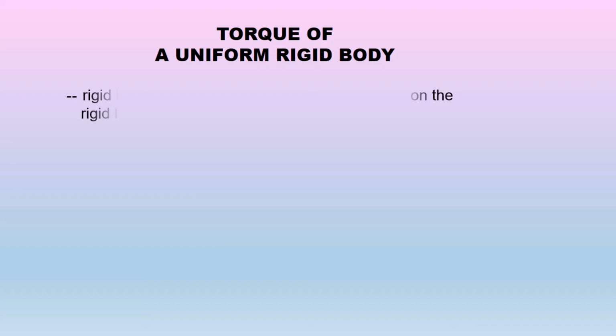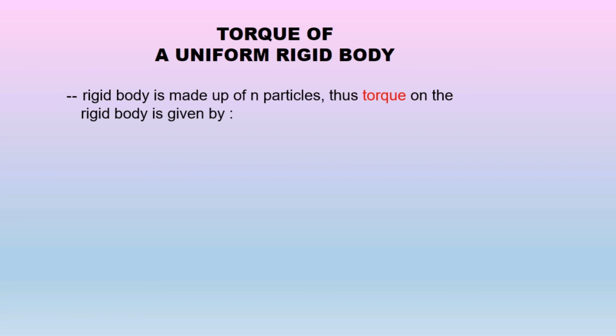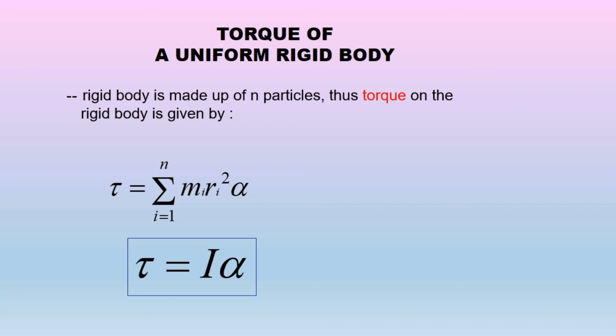Torque of a uniform rigid body. A rigid body is made up of n particles. Thus, the torque on the rigid body is given by torque equal to the summation of m i r i squared alpha, i equal to 1 to n. Torque equal to I alpha.